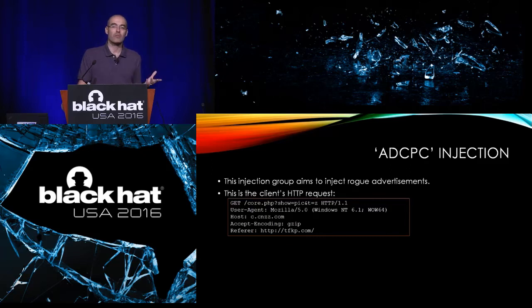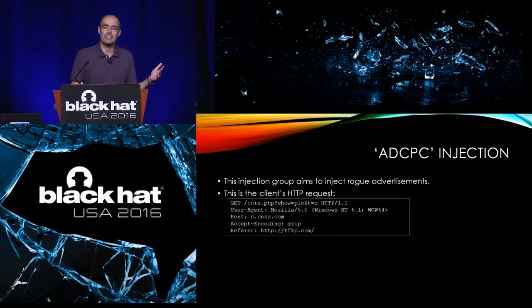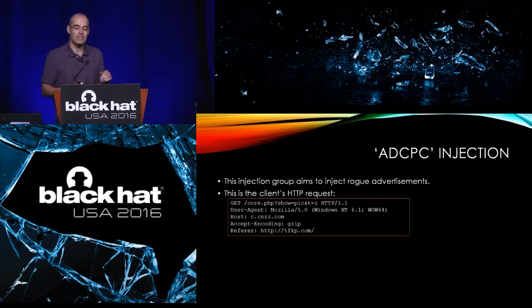So here is one of those injections. Here you can see the user simply browsed to a website called tfkp.com, it doesn't really matter. And the website referred the user to a resource at cnzz.com. cnzz.com is a Chinese service that tracks user statistics, much like Google Analytics. So I assume that many websites in China use this service.